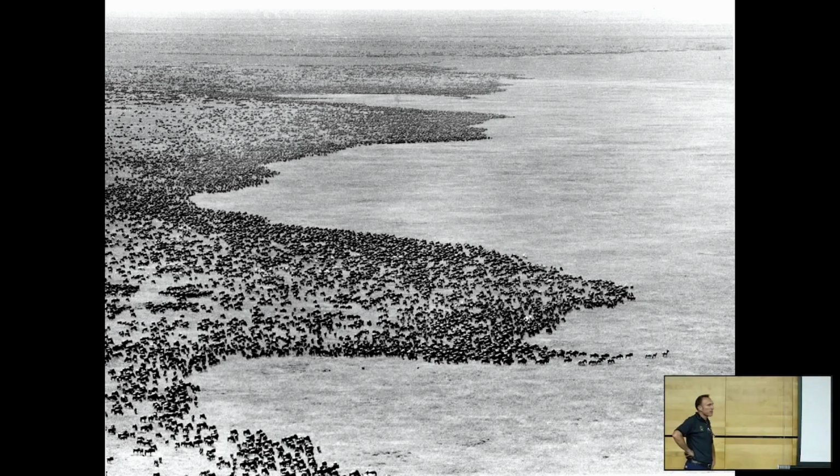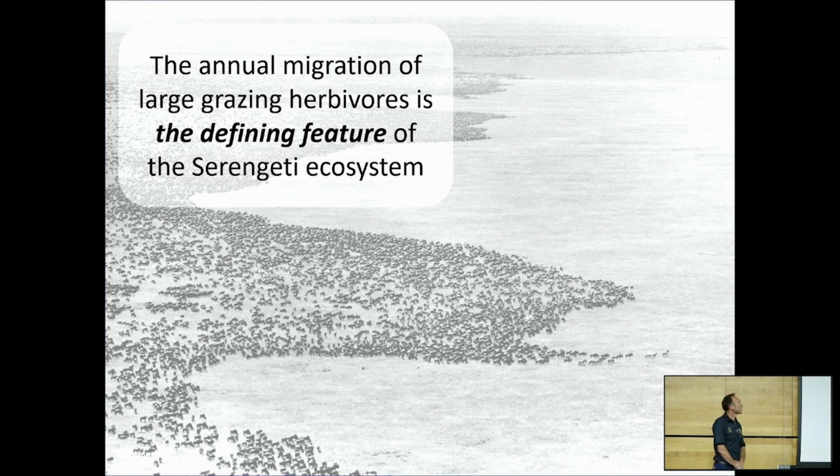So this picture is showing wildebeest migrating through the Serengeti Plains. It's an incredible event that happens annually, and arguably it's the defining feature of the Serengeti ecosystem. It's also likely, historically, the defining feature of many grazing ecosystems around the world that no longer have these migrations, Kruger National Park likely being one of them.